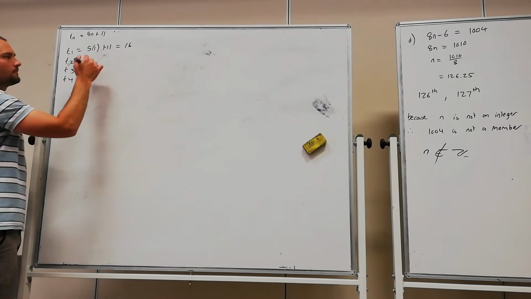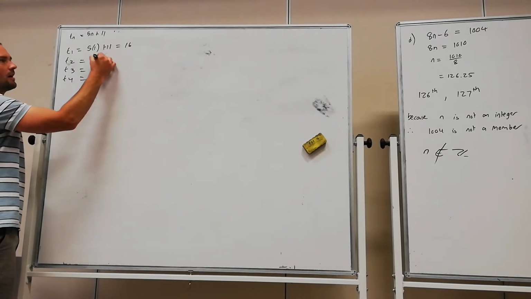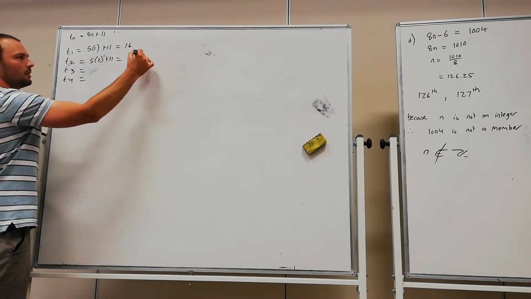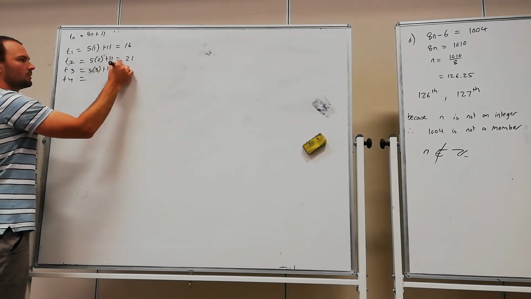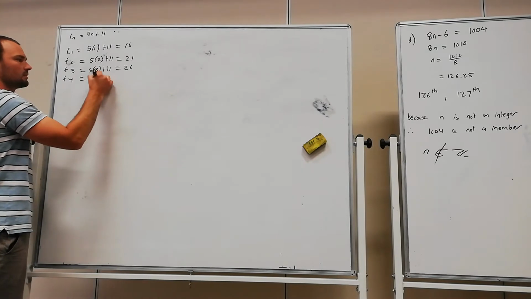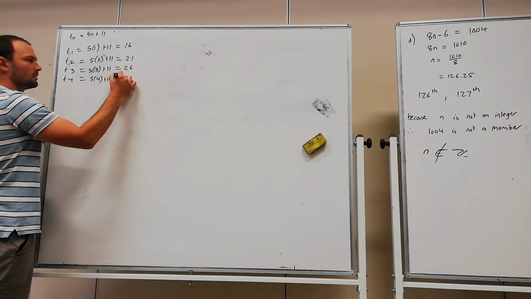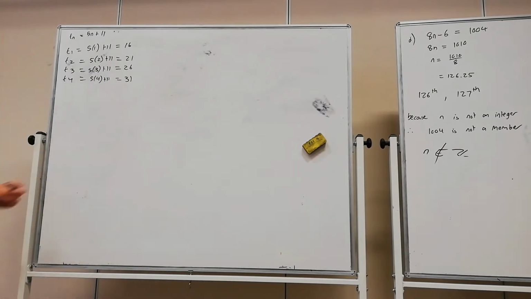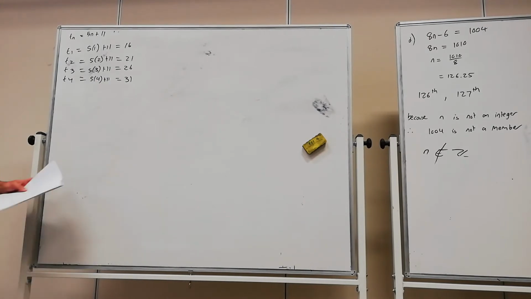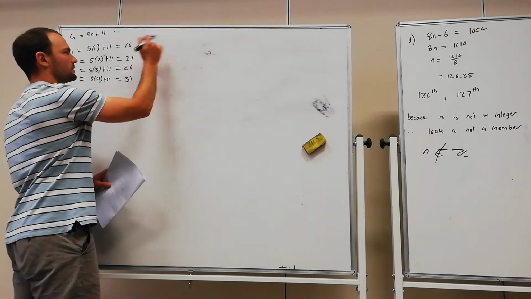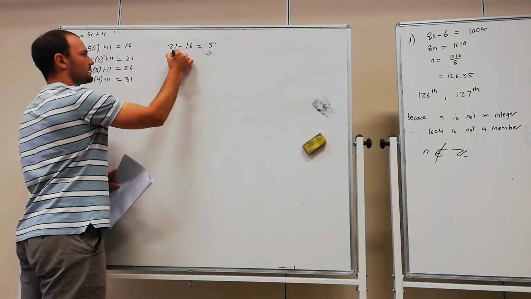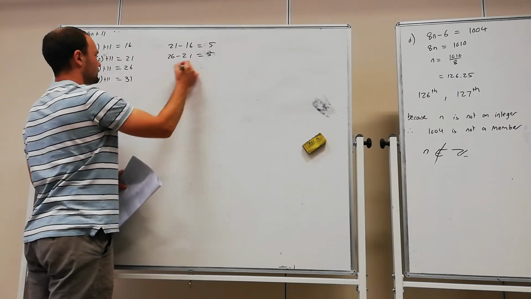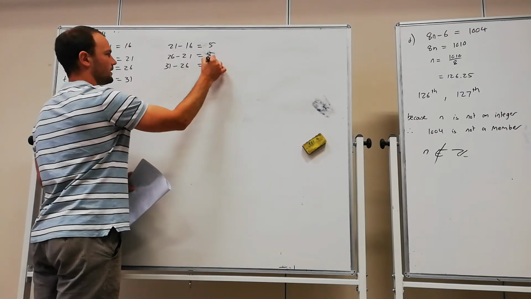That'll be 16. T of 2 is going to be 5 times 2 plus 11. We have 21. 26. 31. Okay, and we can see the common difference. 21 take 16, 5. 26 take 21, 5. 31 take 26, 5.